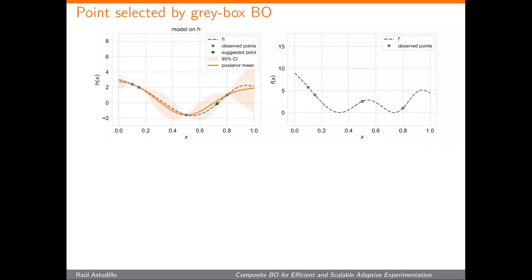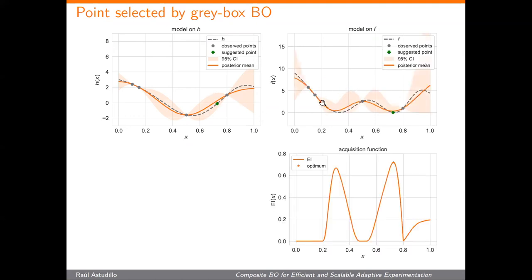So if, instead of fitting a model directly on the objective function, we fit a model on the inner function h and then consider the implied model on the objective function f, this information is carried by the model. It can now be used by our acquisition function to make a much better sampling decision, which in this case is around this point, and it's pretty close to that global optimum. It's no coincidence: the fact that we are leveraging this information is what allows us to make this much better sampling decision.